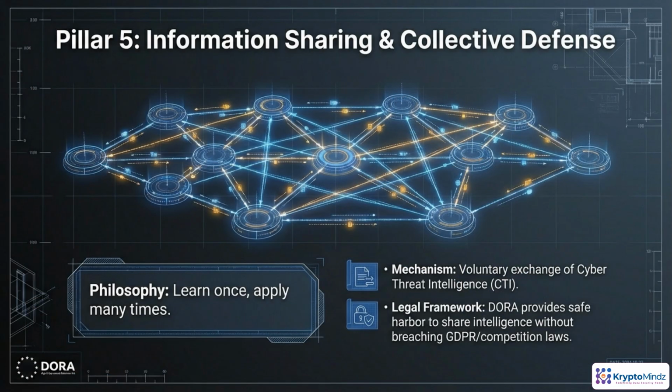The 5th pillar is about turning isolated defenders into a coordinated security community. Instead of each bank or provider learning painful lessons alone, DORA encourages them to share cyber threat intelligence in a structured, voluntary way. When one entity detects a new attack pattern, indicators, or tactics, others can quickly update their defenses and avoid the same damage. Crucially, DORA also defines a legal safe harbor, so this sharing can happen without breaking GDPR or competition rules.